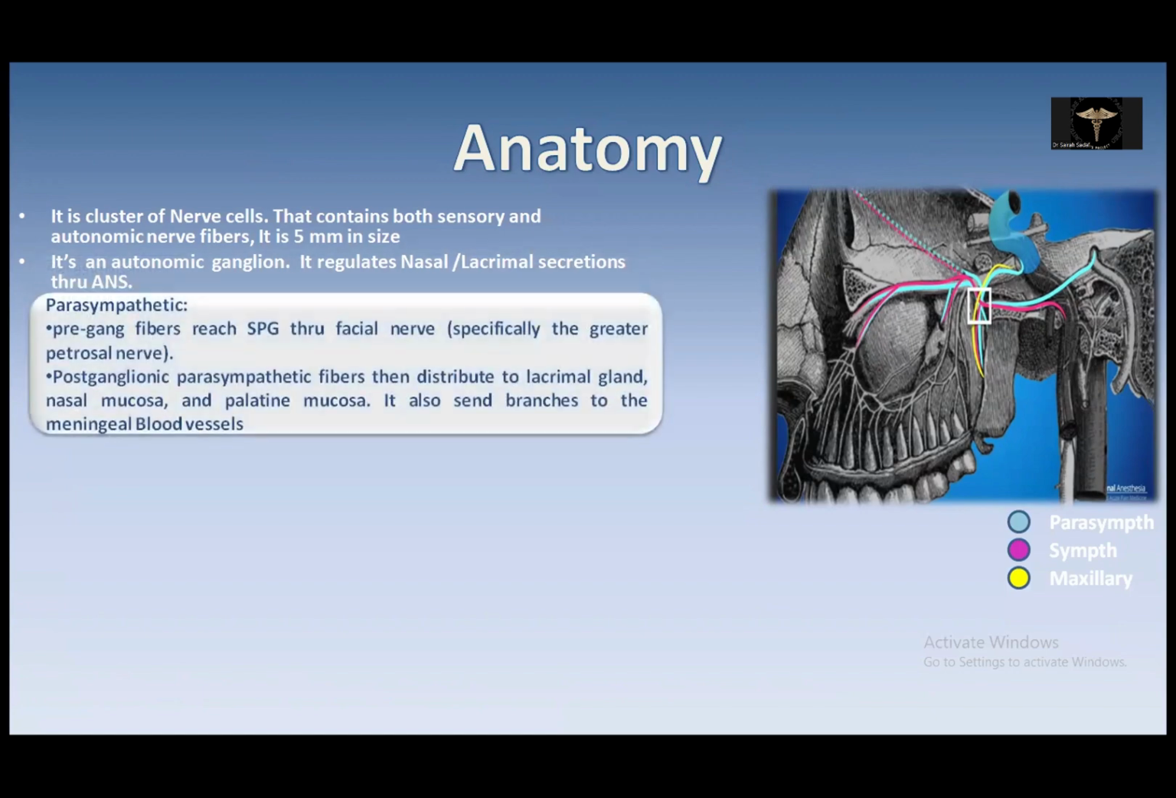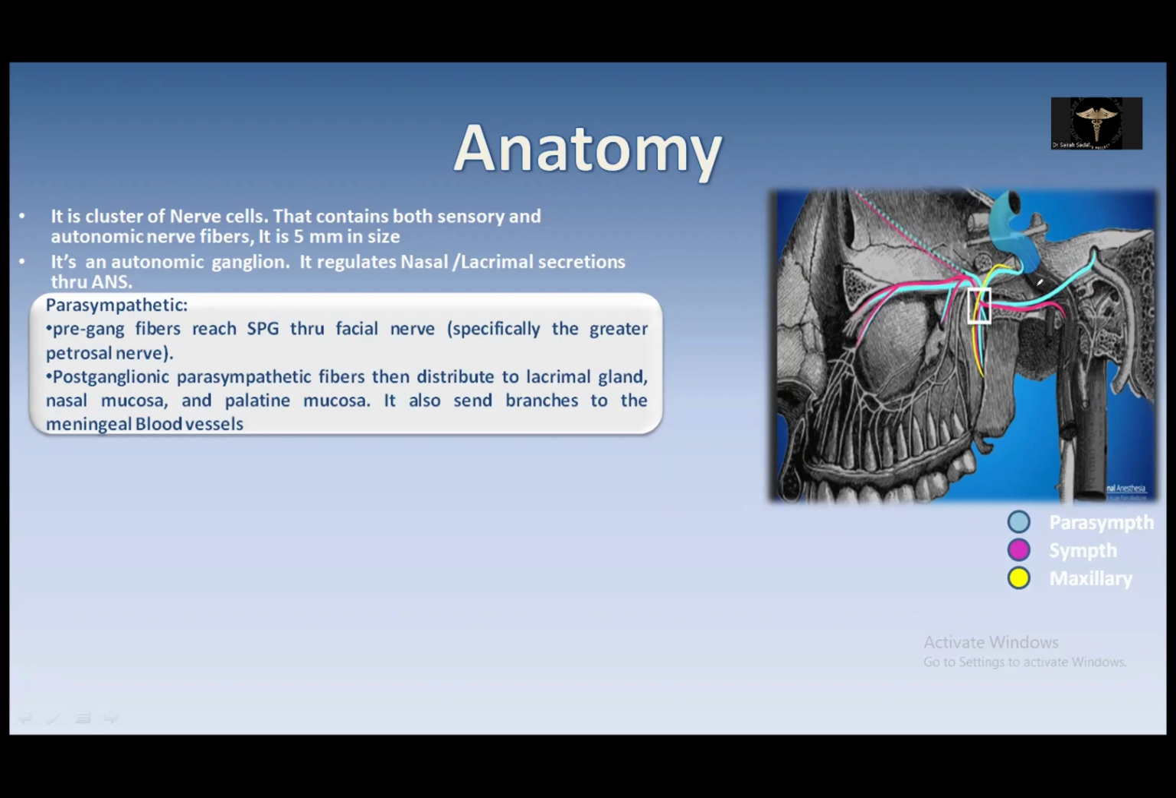First of all, parasympathetic fibers. Sympathetic fibers here are indicated in blue. Preganglionic fibers reach the SPG, sphenopalatine ganglion, through the facial nerve and through its branch, the greater petrosal nerve. The postganglionic parasympathetic fibers then arise from here and get distributed to the lacrimal gland, to the nasal mucosa, and the palatine mucosa. As you can see here, let me use my marker.